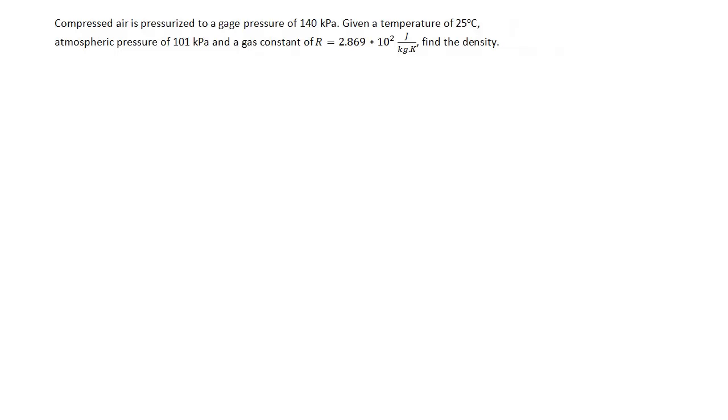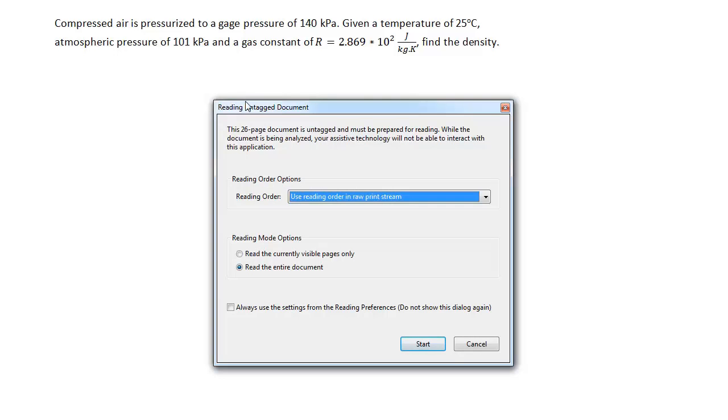So we're saying that compressed air is pressurized to a gauge pressure of 140 kilopascals. Given a temperature of 25 degrees Celsius, an atmospheric pressure of 101 kilopascals and a gas constant of 2.869 by 10 to the 2 joules per kilogram Kelvin, we're asked to find the density. As I said, this is a week 1 fluids and thermofluids problem, ENCOR2100.